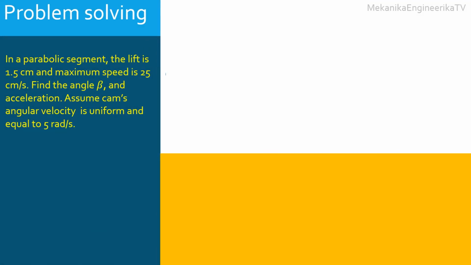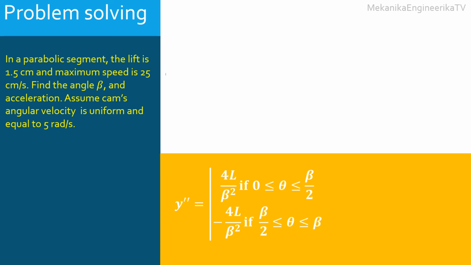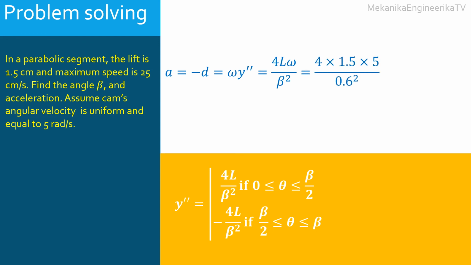Y double dash is constant and positive in the first half, and constant and negative in the second half. Y double dash is equal to plus or minus 4L over beta squared. Thus the acceleration, or minus the deceleration, is equal to 4L omega divided by beta squared. Substituting L, omega, and beta by their numerical values, and using a calculator gives 83.3 centimeters per second squared.